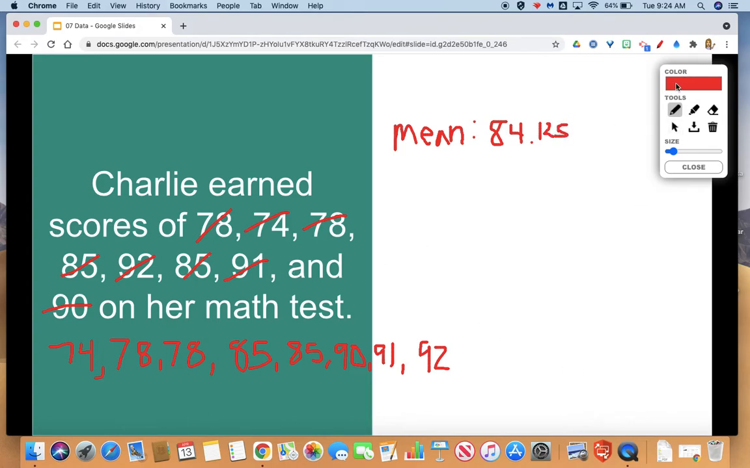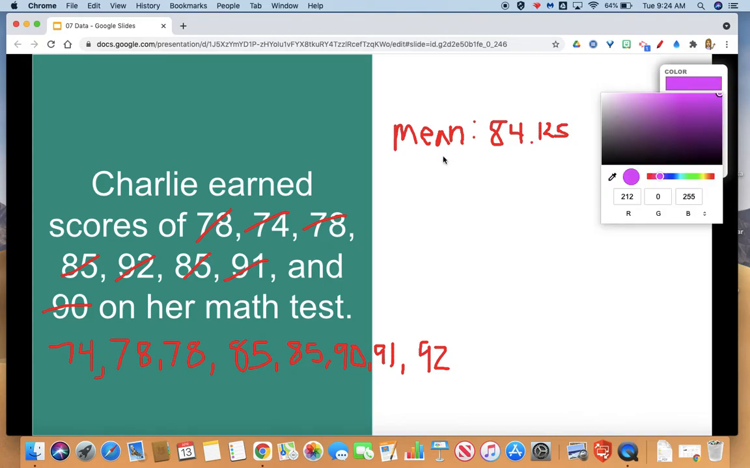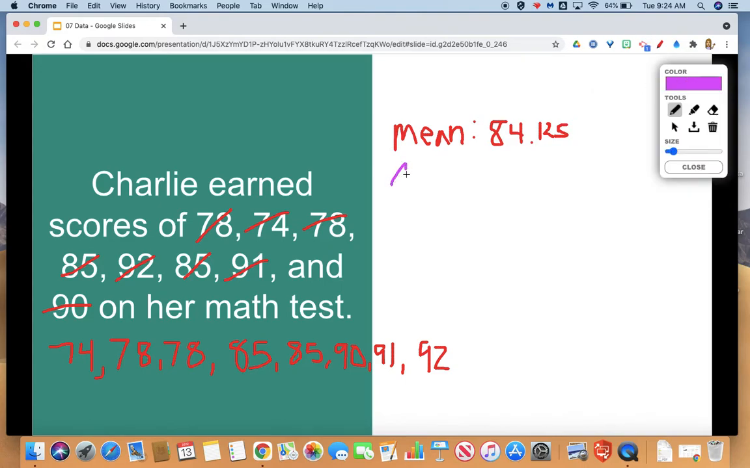Next, let's find the median. To find the median, I'm going to cross off low, high to find the center of the center two numbers. You can pause now and try that on your own. Press play when you're ready to see me walk through it.